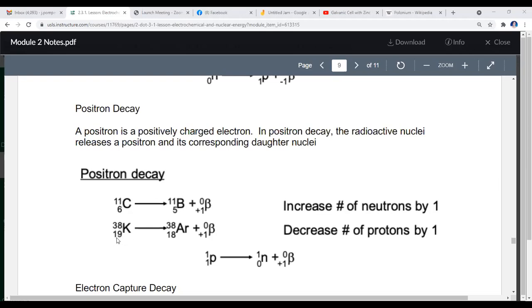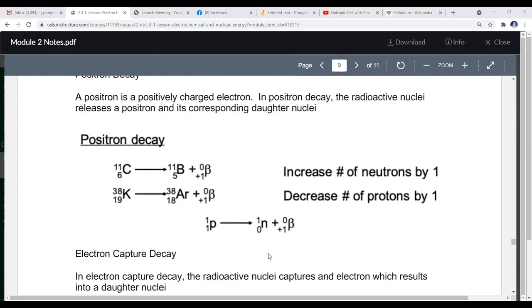And you have here another example, potassium undergoing positron decay, producing the argon atom. So 18 plus 1, that would be 19. There's not much to balance in the mass number because your particles here have 0 as the mass number. And again, we have an increase of the neutrons here by 1 and a decrease of the number of protons by 1. So the neutrons increased by one and the protons decreased by one.